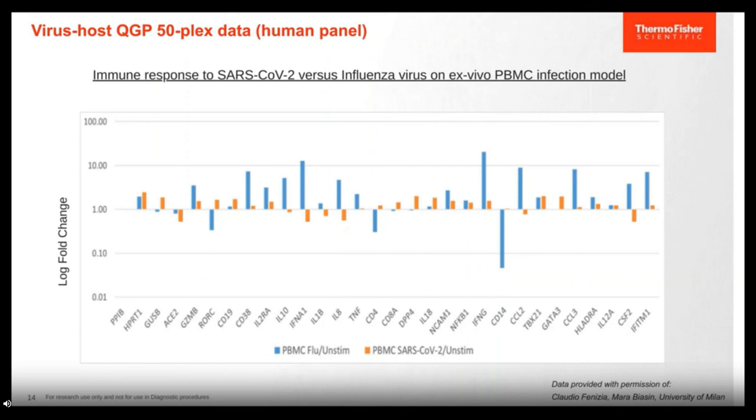Finally, this data from the Milan group shows the immune response to SARS-CoV-2 and influenza infection in an ex vivo human PBMC infection model. Healthy human donor PBMCs were stimulated with influenza or SARS-CoV-2 virus, and the PBMCs were lysed and directly used to quantify viral and human inflammatory markers. Log fold change of normalized gene expression of flu-stimulated PBMCs over unstimulated PBMCs and SARS-CoV-2 stimulated PBMCs over unstimulated PBMCs is represented in this graph. This experiment used only 100,000 PBMCs to quantify 50 targets simultaneously in each sample. It is worth noting that the influenza invoked a stronger inflammatory response compared to the SARS-CoV-2 infection.